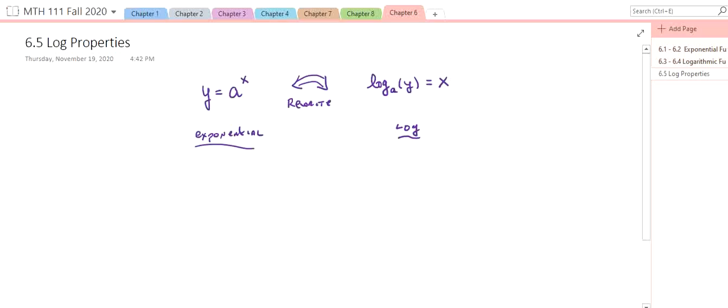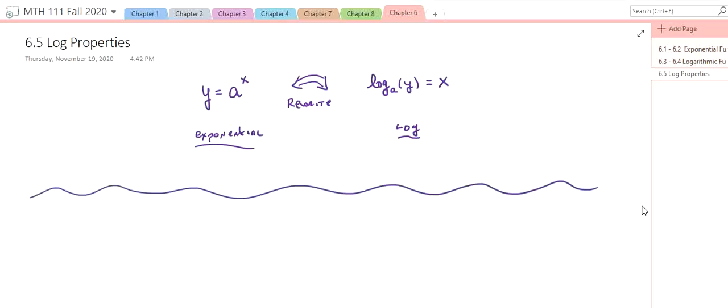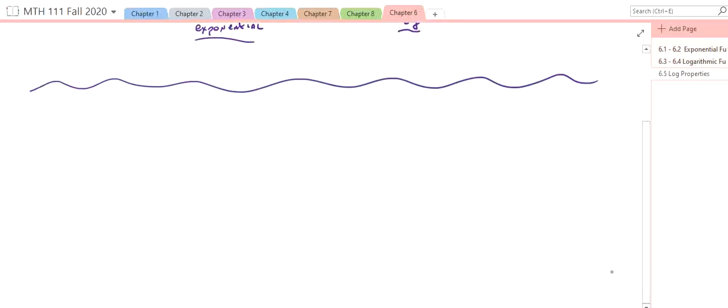Now this isn't an inverse. This is not an inverse. It's just rewriting the exponential function as a log function. You should be able to go both ways, back and forth. So we use this basic idea a lot when we're talking about log functions.